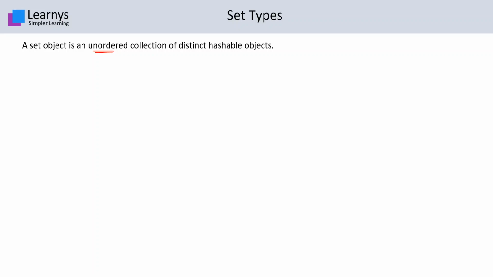The mutator methods will be discussed in this video. Set objects can be created by making use of literals, that is, a pair of curly braces, or by using the class constructor set. Let's see an example to understand this.